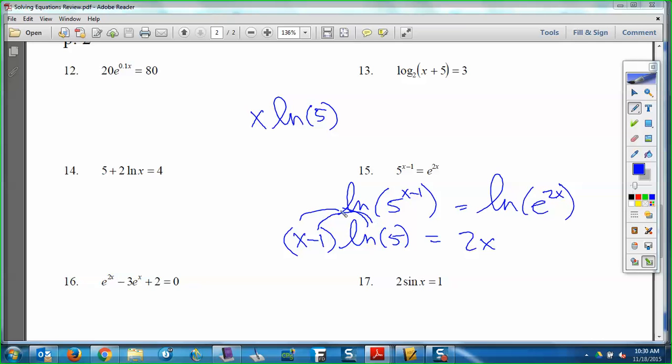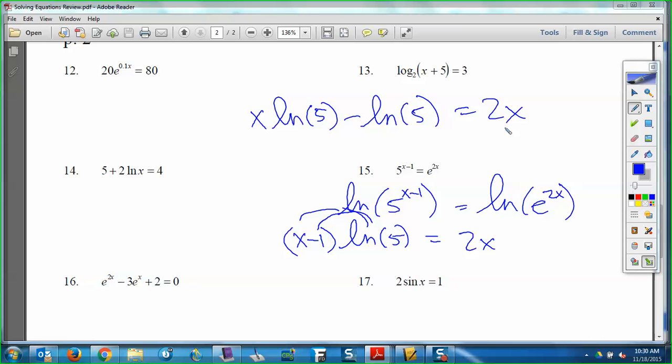Okay, so I distributed there, and then I take that times 1. So that's minus ln 5, and then over here I got 2x. Okay, now, again, let's pretend that ln 5 was a 7. So if you had 7x minus 7 equals 2x, what would you do?